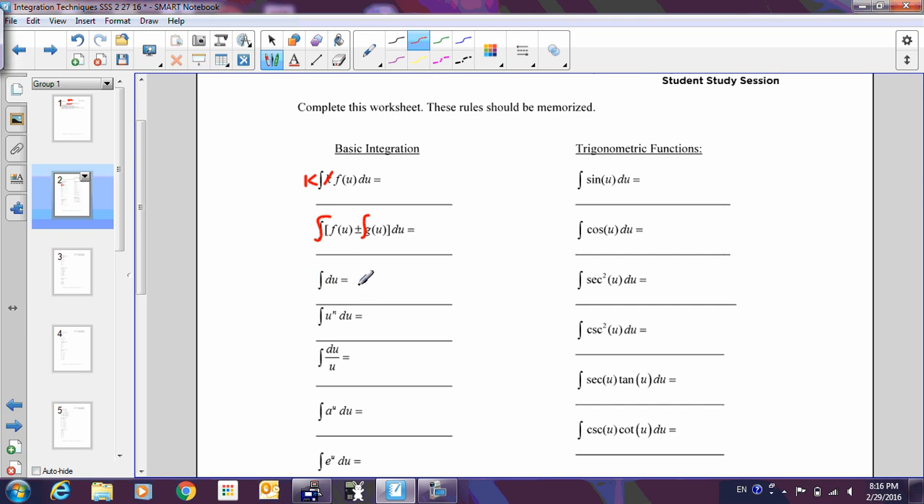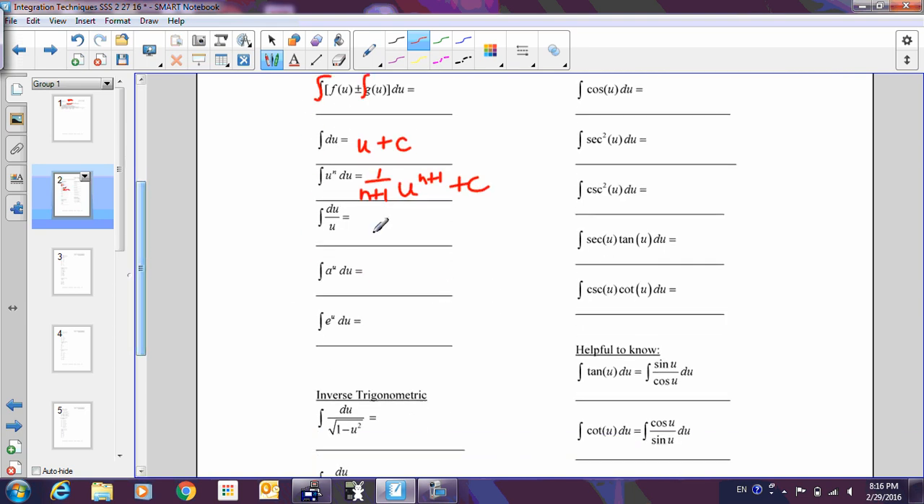Antiderivative of du, that would just be u, again, plus c. This would be the basic power rule. So your new power would be n plus 1, and that's also what you would divide by. When you have a u in the denominator like this, 1 over u du, that's natural log of absolute value of u. Don't worry about that one. E is for easy. The integral of e to the u is e to the u. Only thing that works that way.